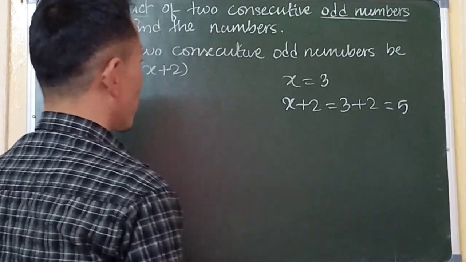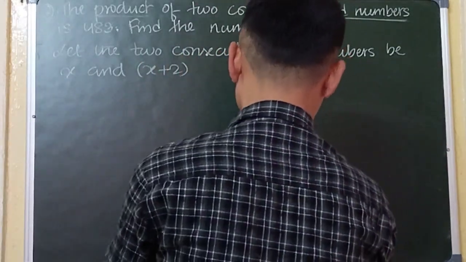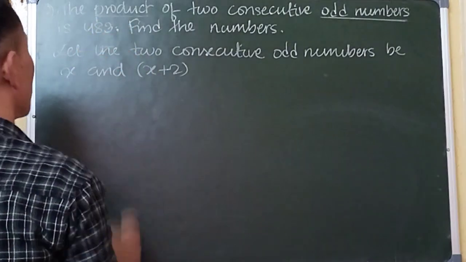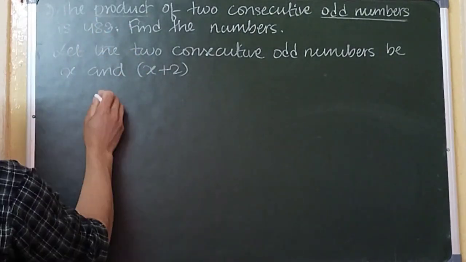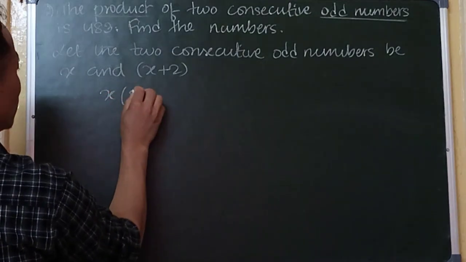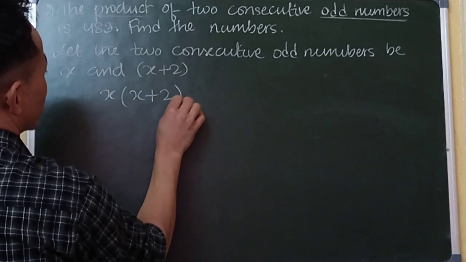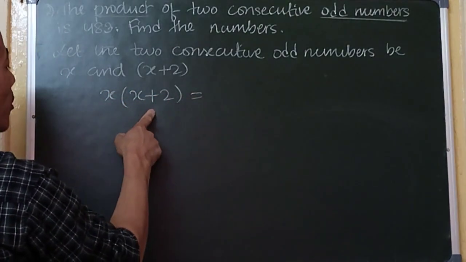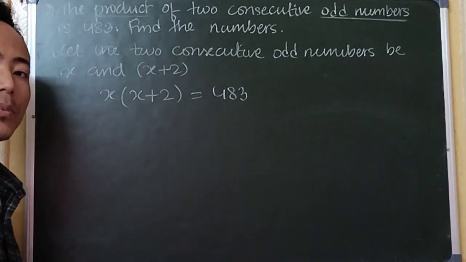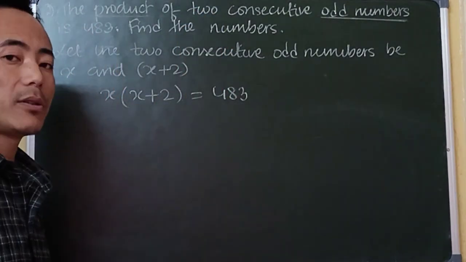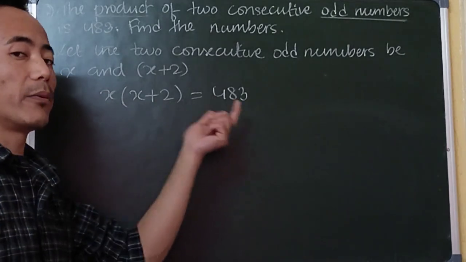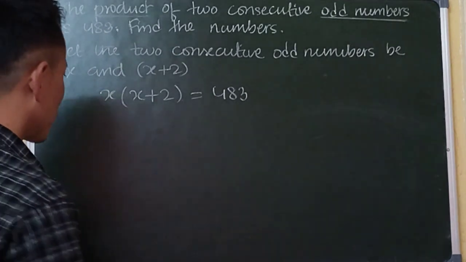So now according to the question, if you take the product, that means if you multiply these two consecutive odd numbers, you will get how much? 483. So therefore, according to the question, if you take the product of x and x plus 2, that is two consecutive odd numbers, you should get 483 here. Alright, so this is only one equation that can be formed. So from here only we will form the quadratic equation and we will solve for x.